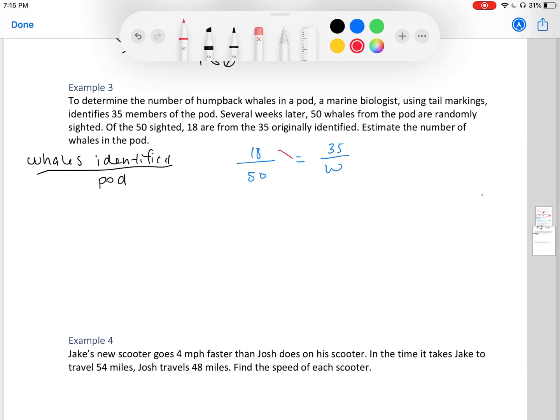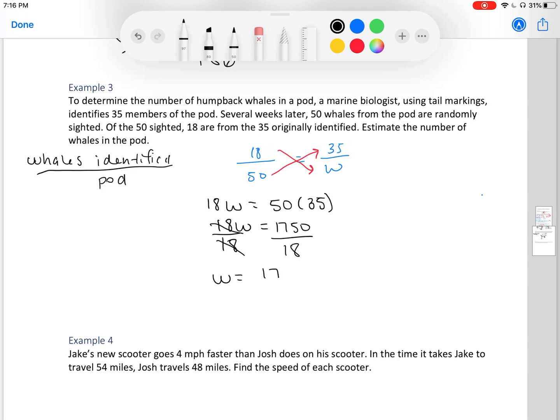From here, just as before, we cross multiply so that we have 18 times W equals 50 times 35. Well, 50 times 35 gives us 1750. That's equal to 18W. Let's divide by 18, divide by 18, so that W is equal to 1750 over 18, and if we punch that into a calculator, it's 97.22. So W is equal to 97.22.